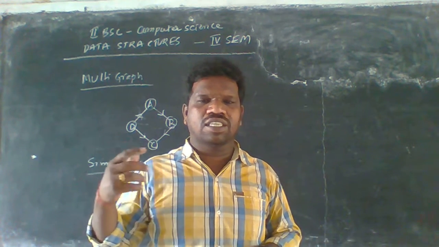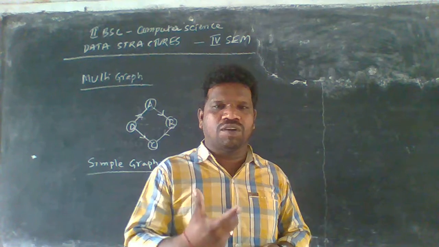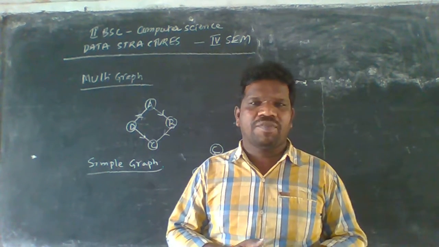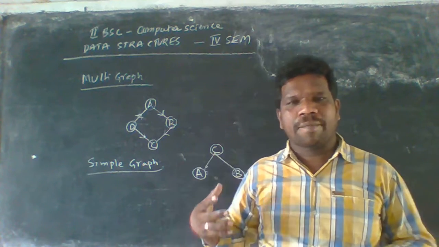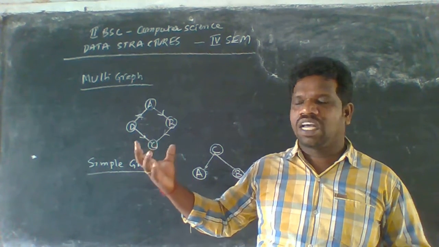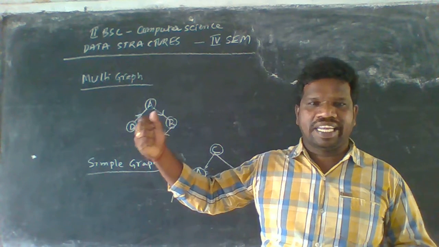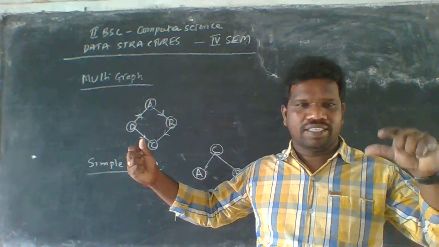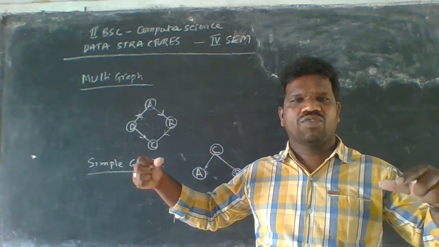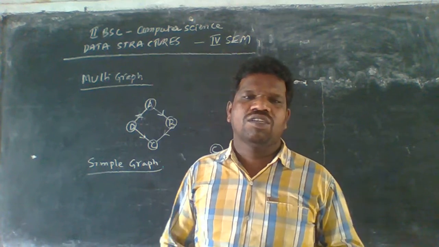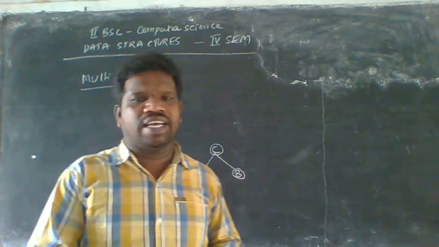Multi-graph and simple graph are opposites. A graph that can contain parallel edges is called a multi-graph. A graph that does not contain any parallel edges is known as a simple graph. So they are opposite to each other.